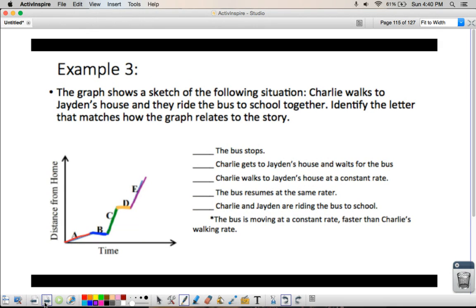Example 3. The graph shows a sketch of the following situation. Charlie walks to Jaden's house and they ride the bus to school together. Identify the letter that matches how the graph relates to the story. So, the first thing we have is that the bus stops. So we're looking, if the bus is stopped, the distance is not changing. So we're looking at your distance from home over time. So if your distance is not changing at all, that matches up with section D.